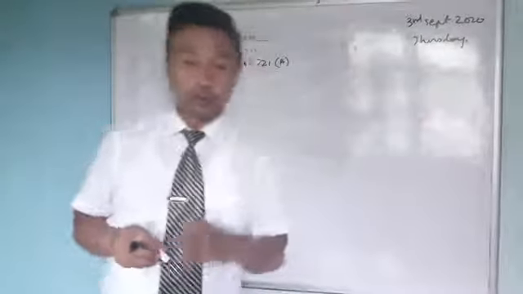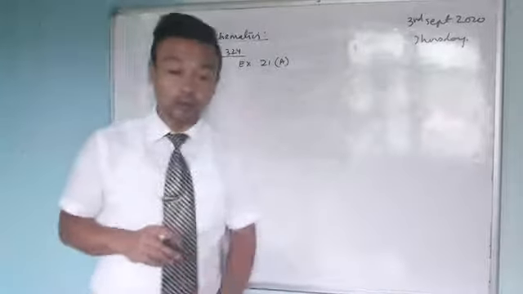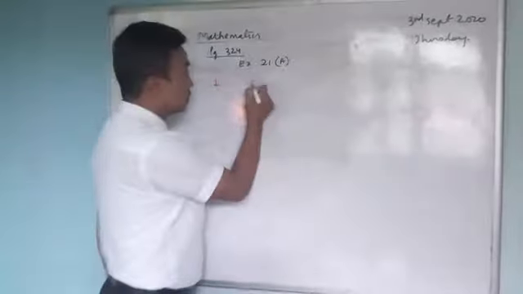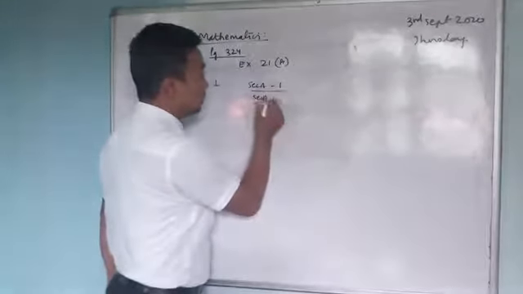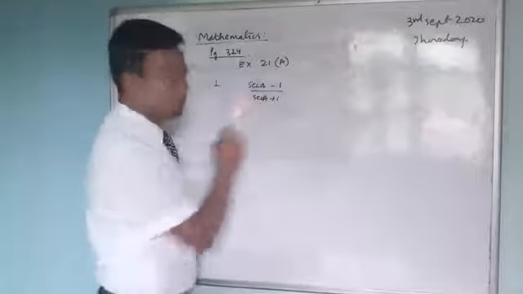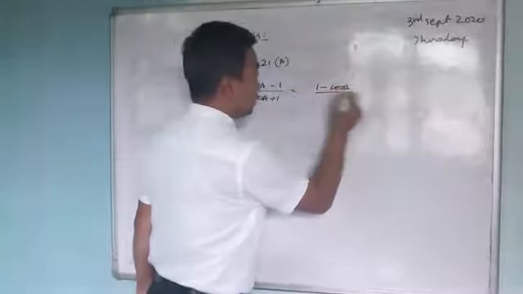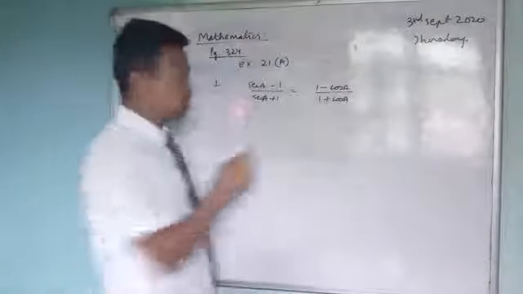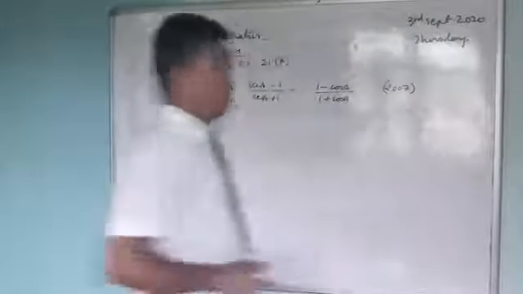Prove the following. That means there will be two sides, the left hand side and the right hand side. You have to prove it. The first question is, prove (sec A minus 1) divided by (sec A plus 1) equals (1 minus cos A) divided by (1 plus cos A). This is an ICSE question also. It had come in ICSE 2007.